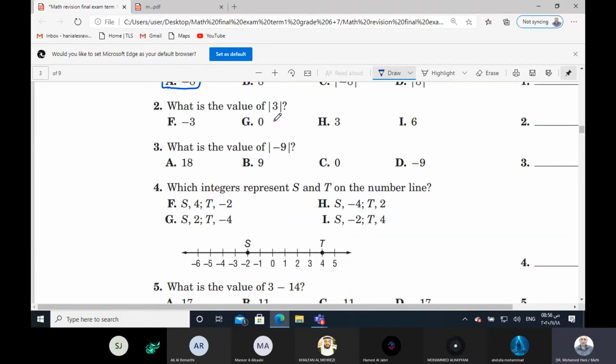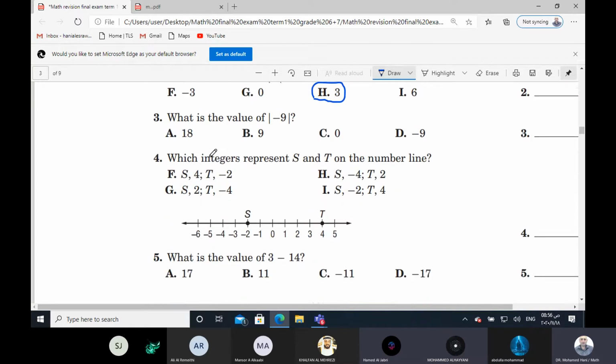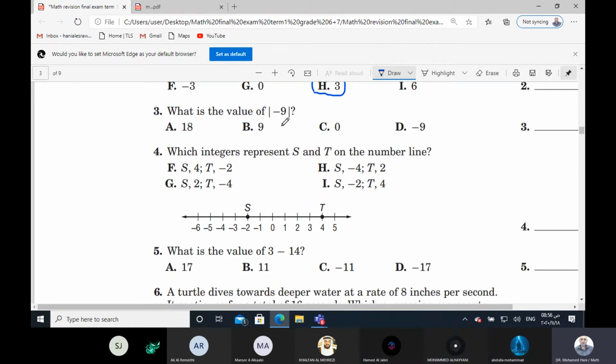What is the value of the absolute value of 3? The answer is 3. What is the value of the absolute value of minus 9? The answer is 9.